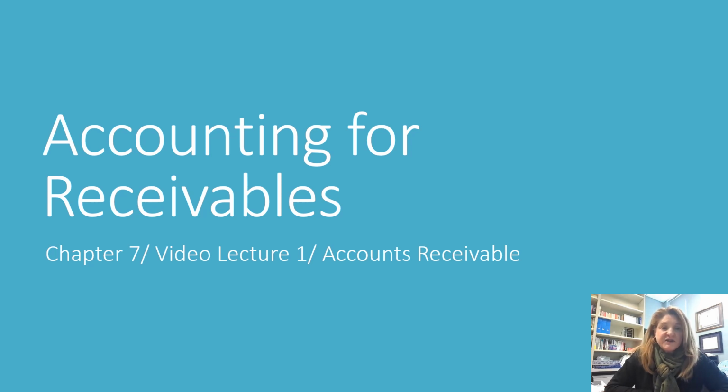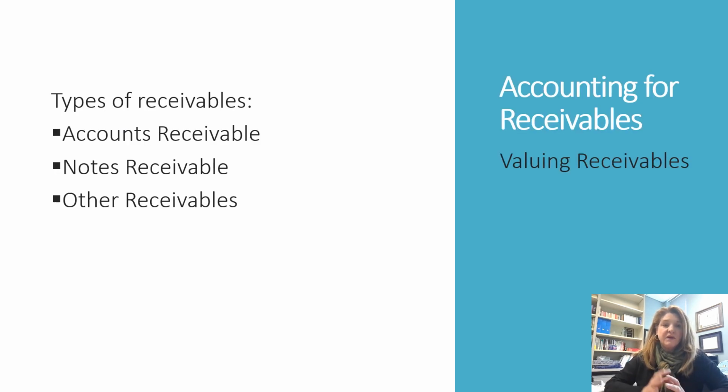Chapter 7 covers accounting for receivables. In this first video lecture, our primary focus will be on accounts receivable. There are several different types of receivable. The most common and significant are accounts receivable and notes receivable. There is a category of other receivables for things like income tax receivable, amounts owed by employees, those sorts of things.